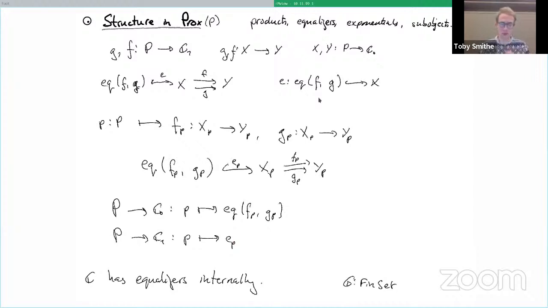And I can show that this structure gives me an equalizer in props P. In particular, I can show that if I've got some UP to XE that makes this diagram commute, then it must factor through this equalizer object accordingly. And the reason that holds is because it holds in C.